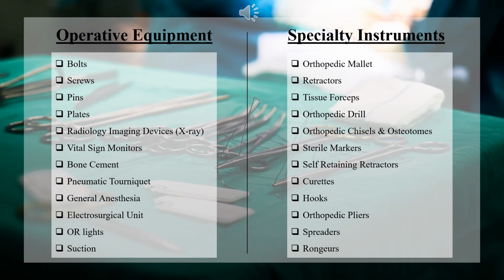An orthopedic drill to secure any of the prosthesis components, or for bolts and screws. Orthopedic chisels and osteotomes, which kind of look like little nail files that you can scrape stuff off of the bones. Sterile markers, which tell your surgeon where to cut and basically keep track of what pieces of the body we're working with.